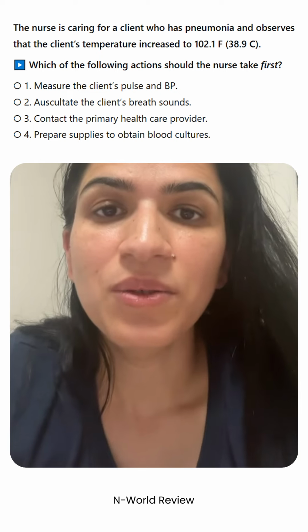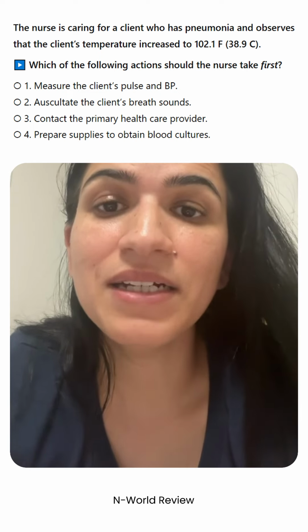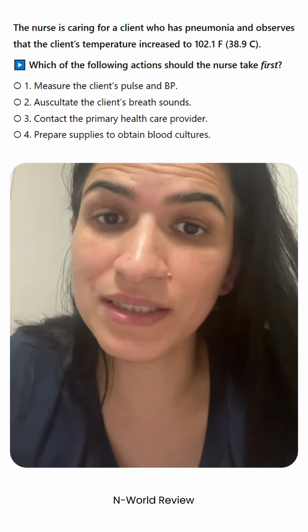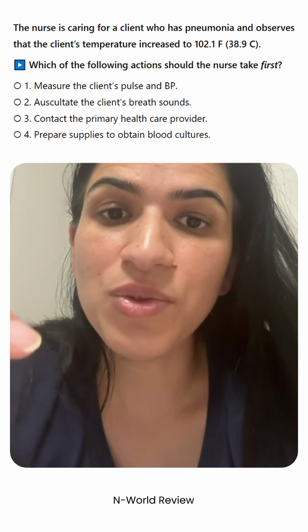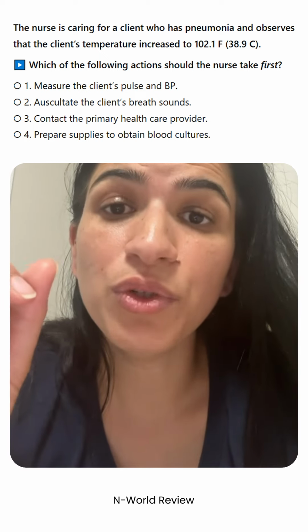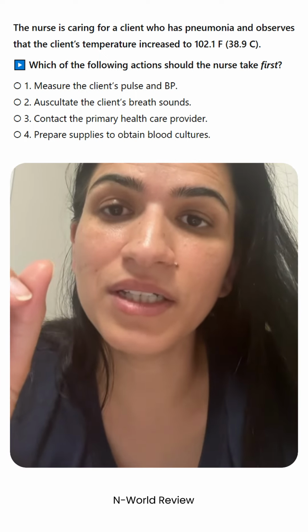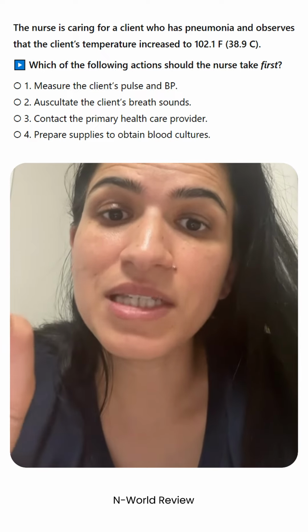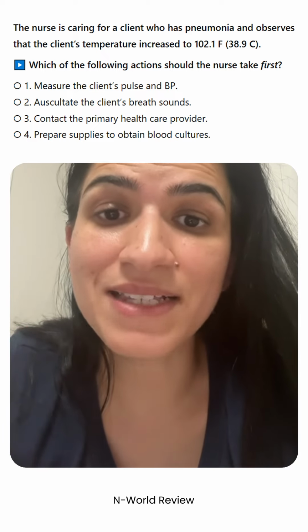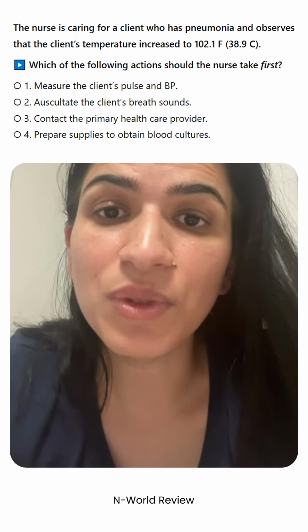Okay, so the right answer for this question is number one. Now let's see how to handle this question together. If you see, they're asking you what you will do first, and the keyword here is the temperature, 102.1. So the patient has a high fever, and this is a pneumonia patient, right?